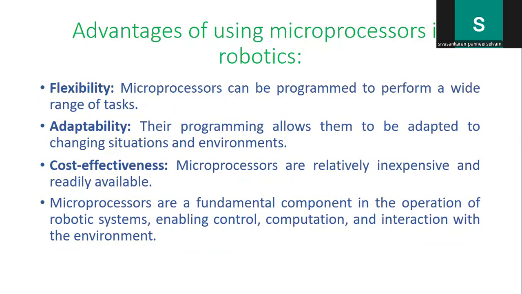What are the advantages of microprocessor in robotics? Enhanced flexibility. We are able to reprogram to perform a wide range of tasks. Adaptability. The programmability allows them to be adapted to various changing situational environments, and moreover, cost effectiveness. The microprocessors are relatively inexpensive and readily available in the market. And it is one of the most important fundamental components in the operation of robotic system. It enables control, computation, and interaction with the external environment.